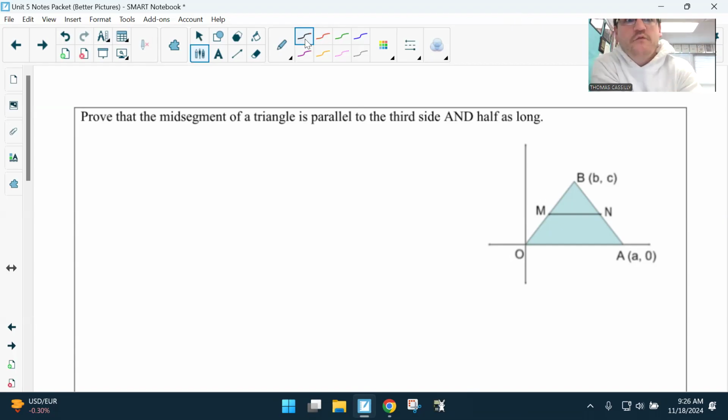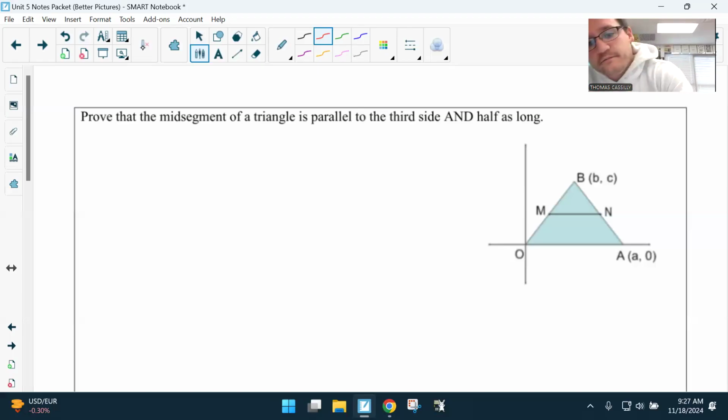And whenever you prove stuff in math, we don't want to use numbers. All right. We like to use variables because that shows us that it's going to work in any case. So, what do we know about mid segments? We know mid segments are parallel. It says it right here. How do we show things are parallel? Well, we use points. We use ordered pairs to show that the slopes are the same.